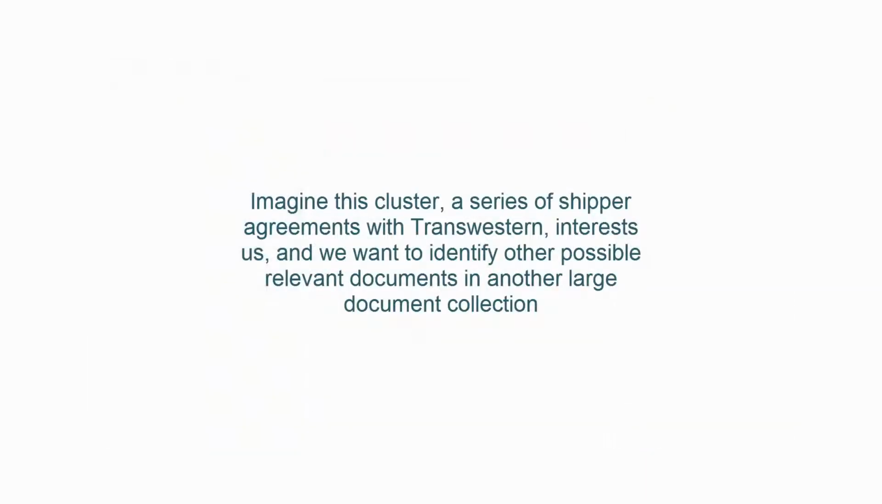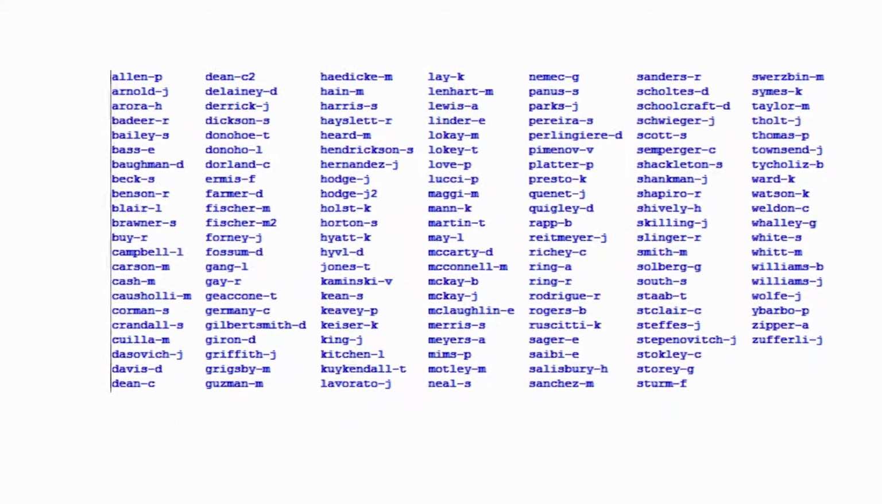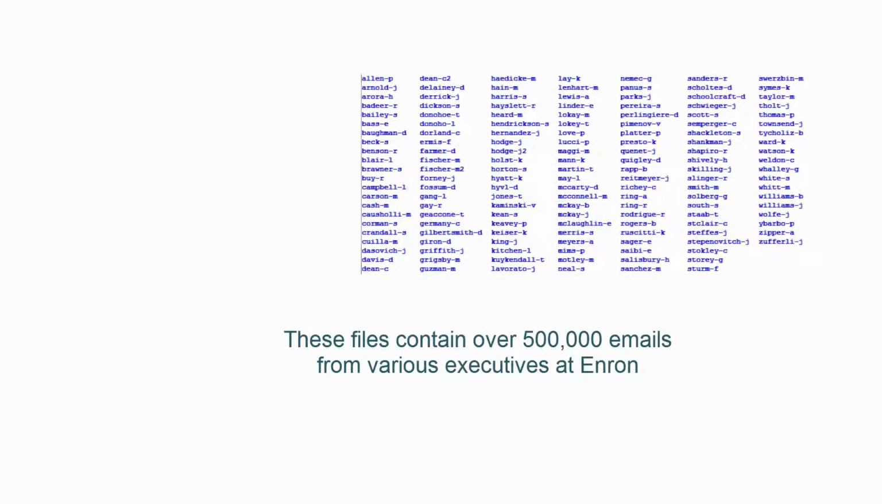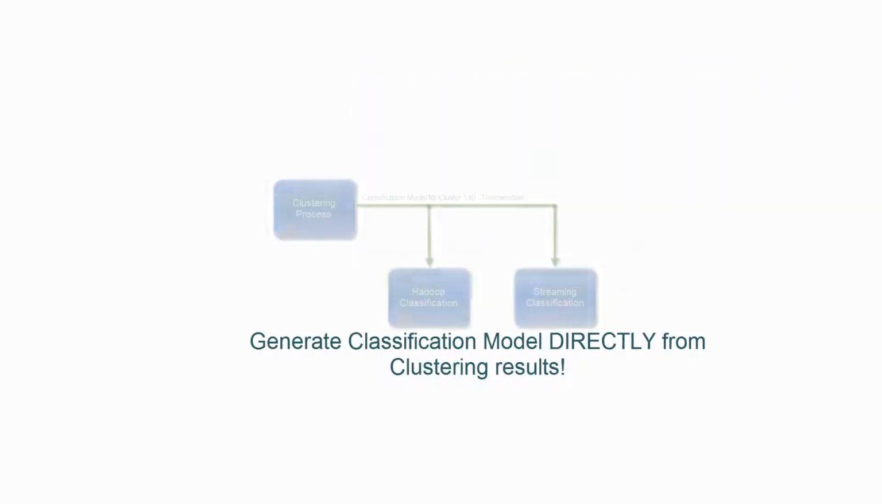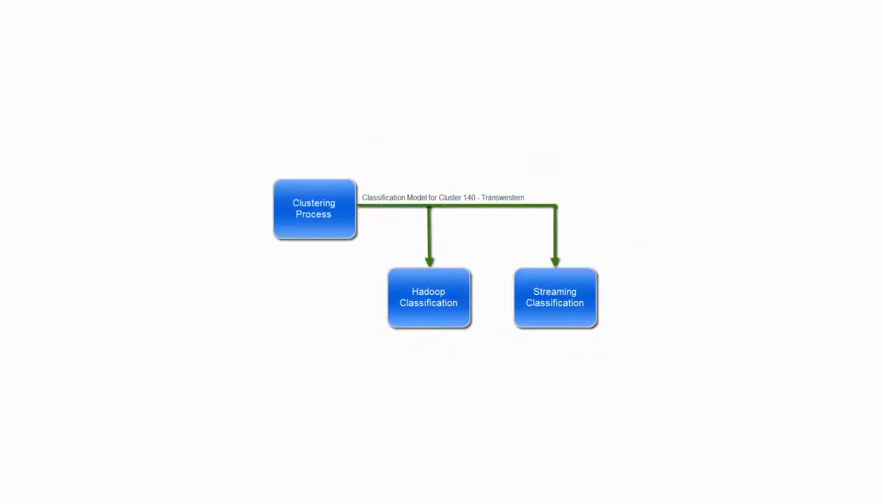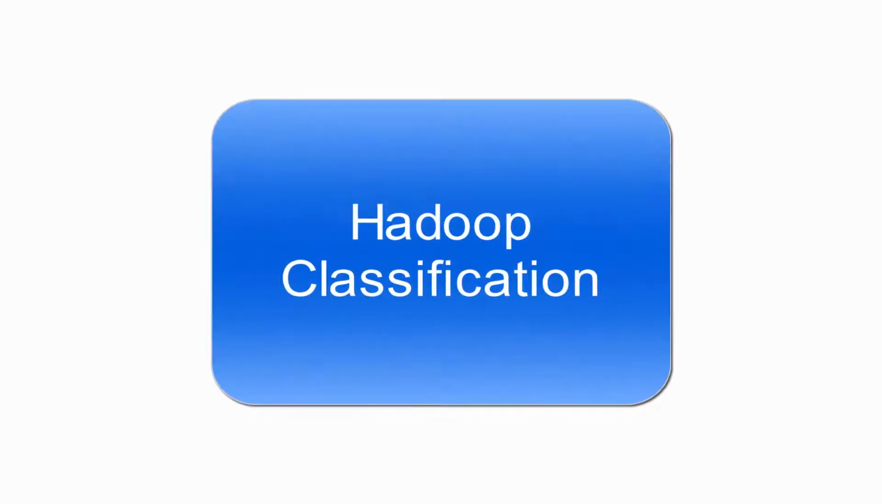Imagine that this subject interests us, and we want to look for similar documents in the larger document set. To do this, we can directly build a classification model and run that model on a set of 500,000 emails from many other Enron executives. To show the flexibility of our approach, we will see the application of that classification model in both a Hadoop environment, where a vast store of data might exist, and a streaming environment, where we evaluate emails as they are arriving real-time.